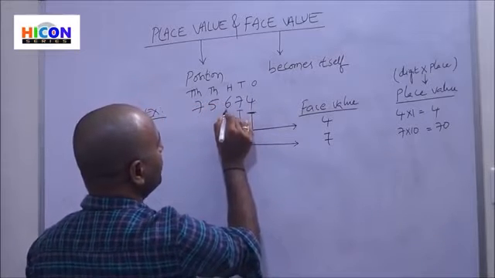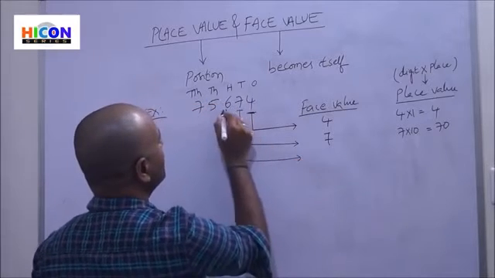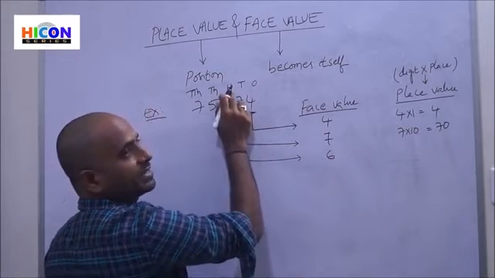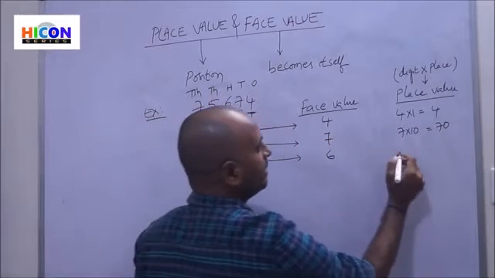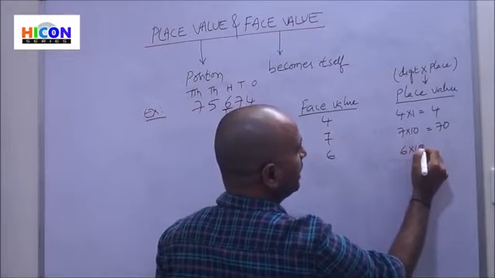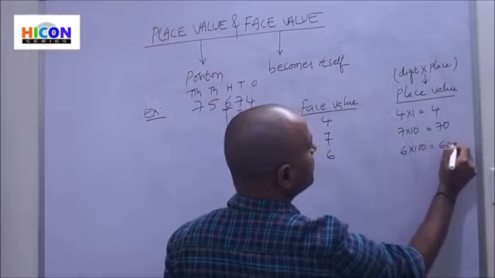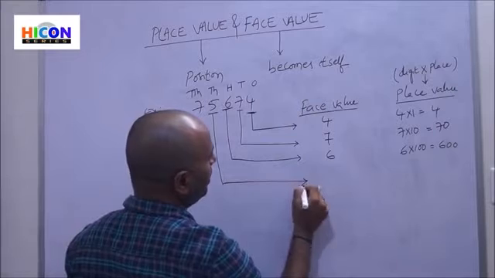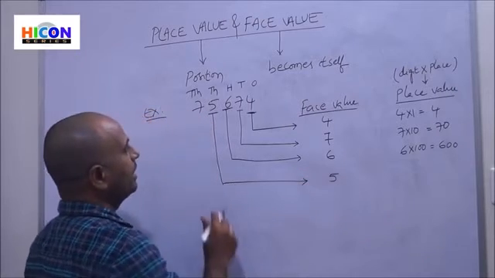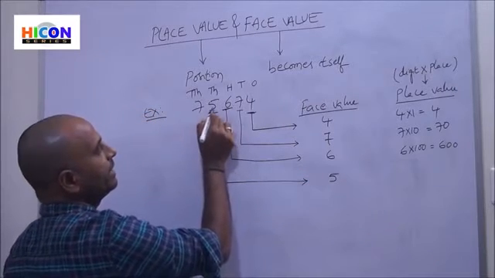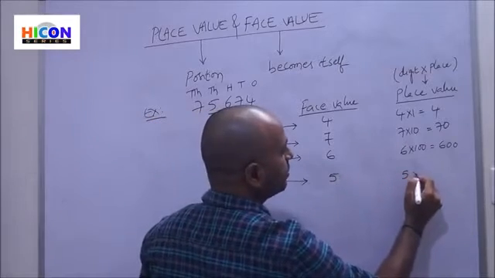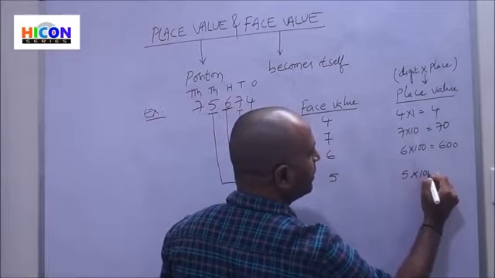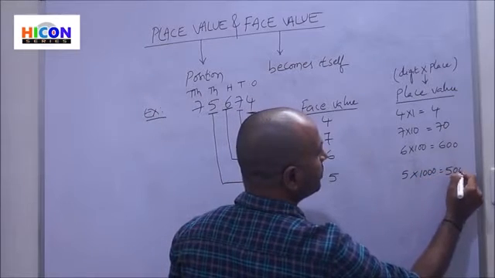Now what is the face value of the digit 6? So the face value becomes itself, that is 6, and 6 is present in hundreds place. That's why 6 should be multiplied with 100, then its place value becomes 600. Now take the digit 5, its face value is itself, so 5, and place value is multiply the 5 with its place. So 5 is present in thousands place, so multiply the 5 with 1000 and it becomes 5000.